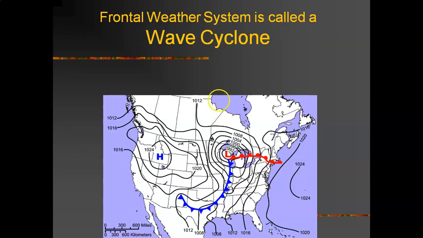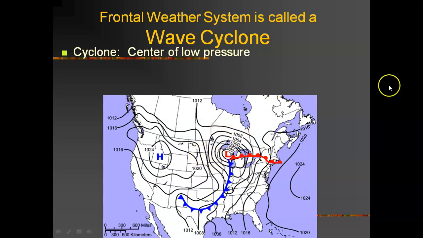All right, so we're on the chapter called Weather Systems, and we're going to focus on a frontal weather system known as a wave cyclone. And I've got a nice simplified weather map showing a wave cyclone. And I like to define what one is just by breaking the words down. I'm going to begin with cyclone, and everyone already knows what a cyclone is, the center of low pressure.